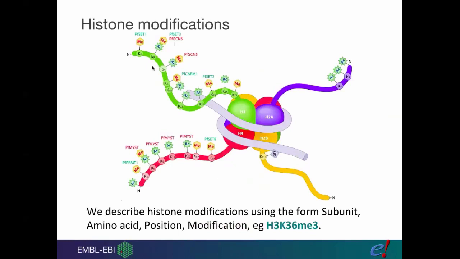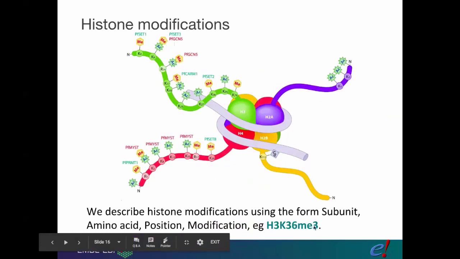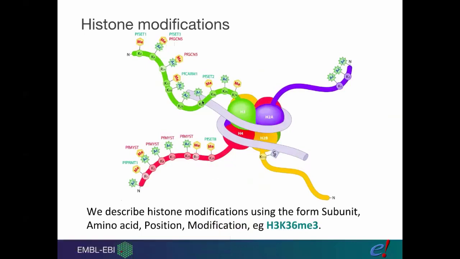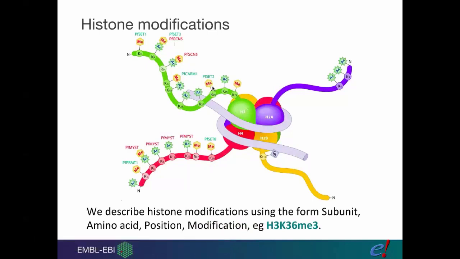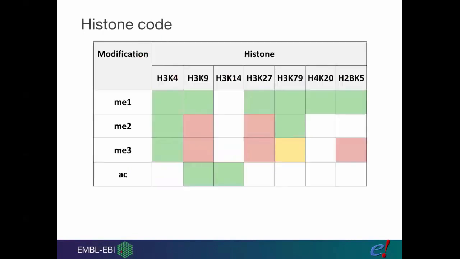And the convention for writing them is just written at the bottom here. So we have this example of H3K36Me3: that's histone 3, K36, that's lysine 36, and Me3, so that's trimethylation. So you can also have acetylation, monomethylation, dimethylation. And there's this histone code where some histone modifications are known to promote transcription and some are known to block transcription. Others don't really exist, or they're a bit dubious in their roles.